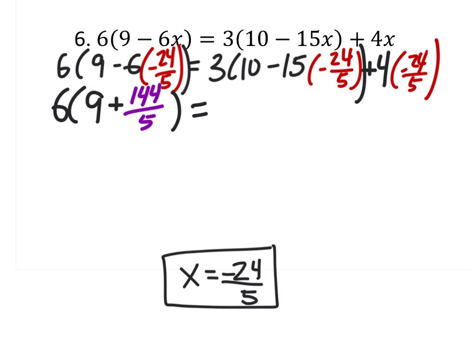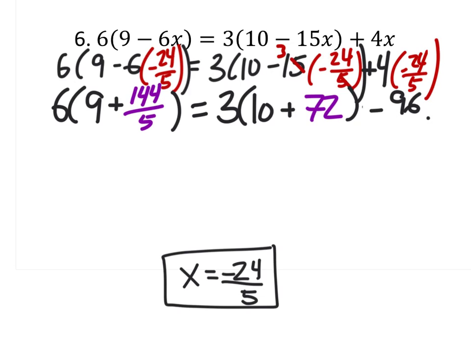And this is going to equal 3 times 10 minus... I'm going to go ahead and simplify this. I've got a 15 and a 5 there that can simplify. That plus, that's a negative, so that's going to end up being a plus. 3 times 24 fifths is 72 fifths. And we're going to add that to 4 times negative 24/5. So it looks like that will end up being a minus. So we've got 96 fifths.